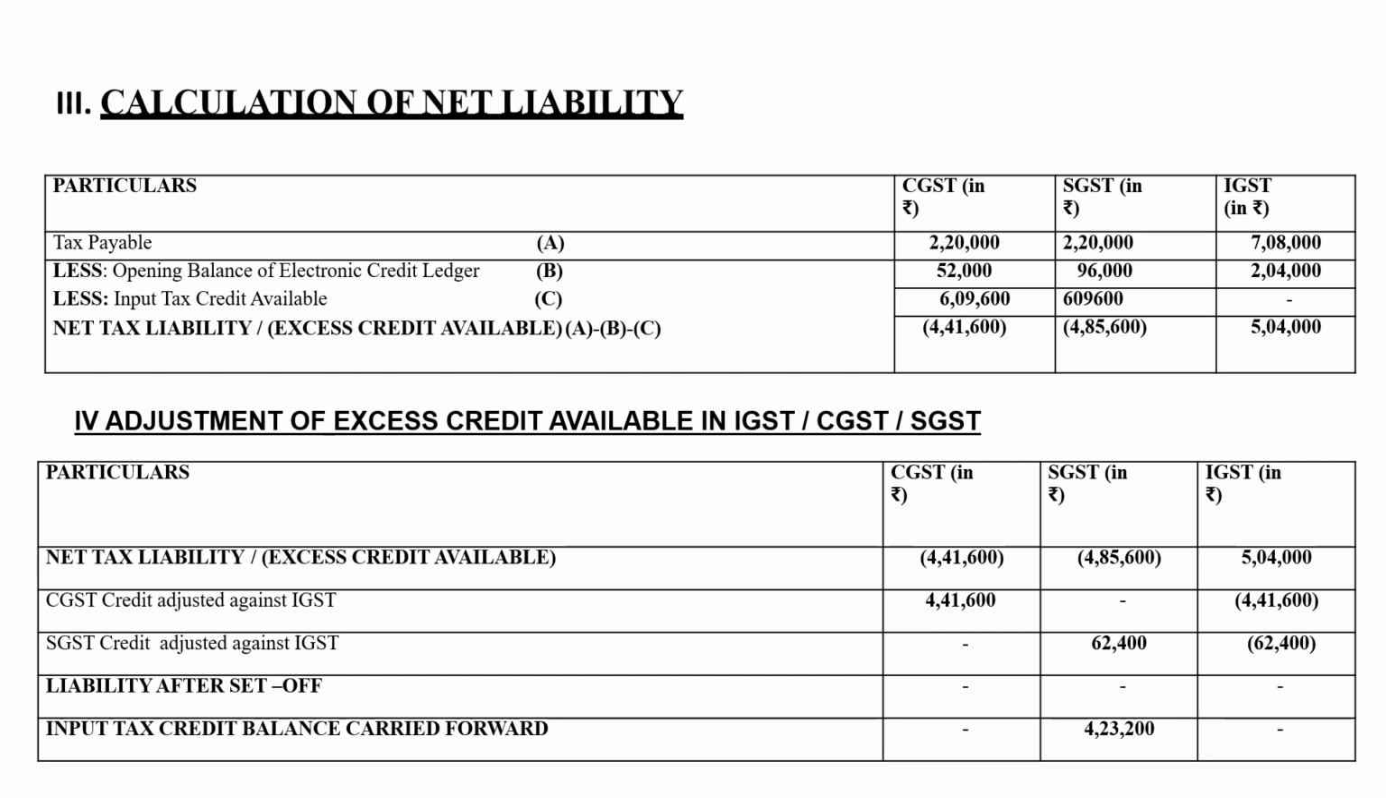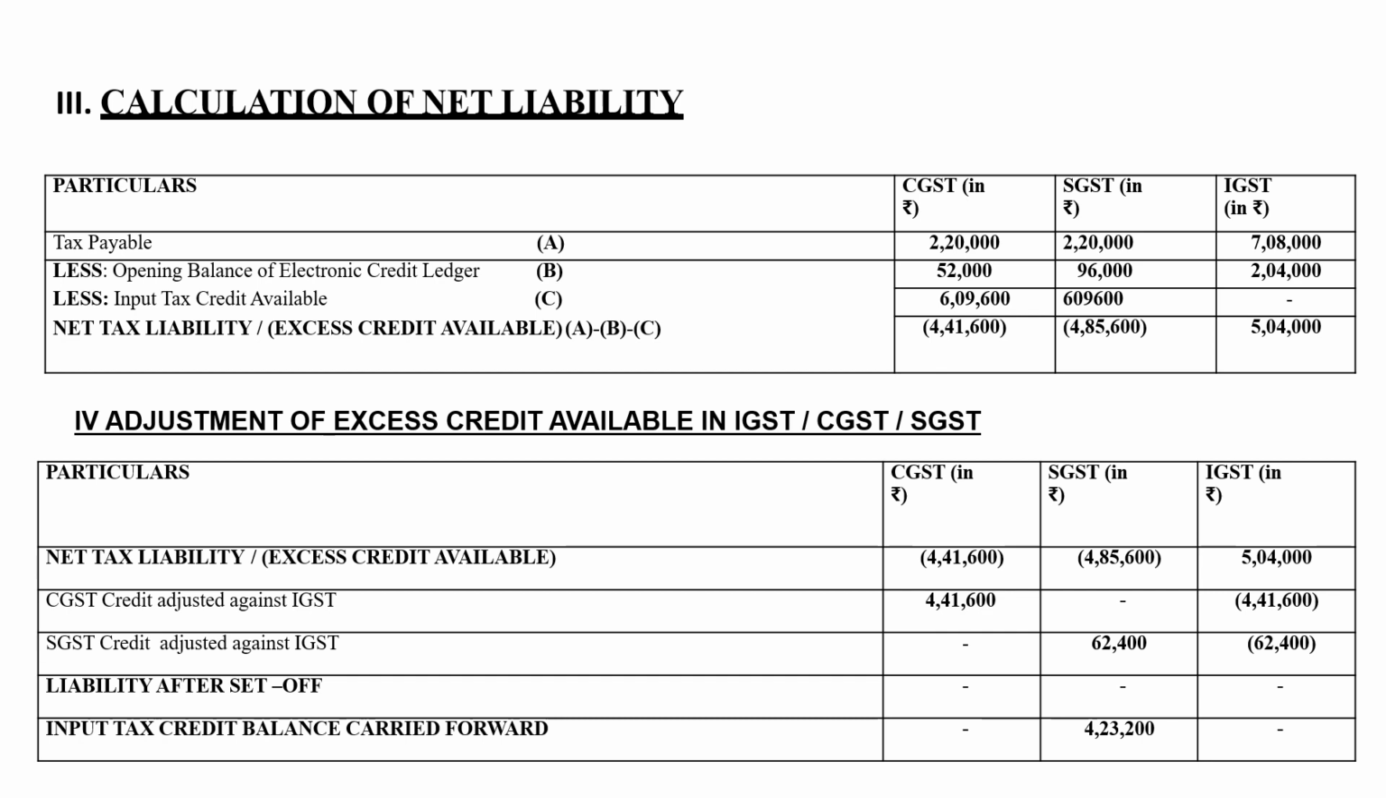So we have some credit balance and some we have to pay, so we'll try to balance it. Let's see the calculation of net liability. The tax payable we found in our first calculation, in column A: in CGST 2,20,000, in SGST 2,20,000, and in IGST 7,08,000. Then we have to deduct the opening balance of the electronic credit ledger, meaning we have some credit balance in our account, so we are going to deduct that.